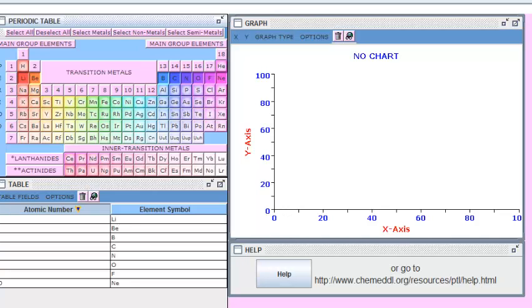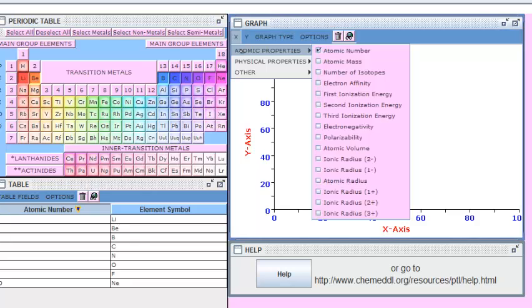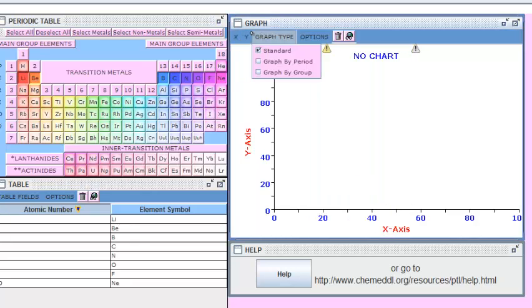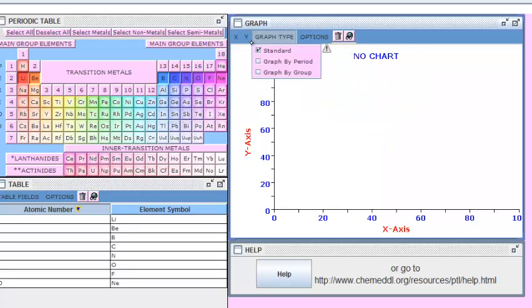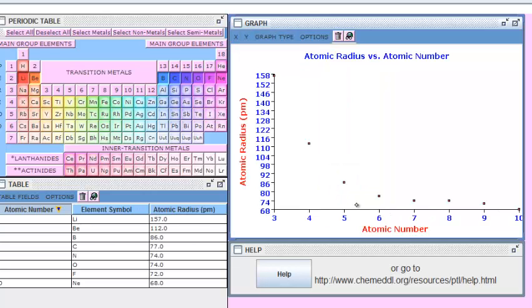Now remember, periods are things that go across, and groups are columns in the periodic table. Alright, so let's graph radius for period 2. So on the x-axis we've got atomic number. On the y-axis we have atomic radius. Now let's take a look at this graph. You'll notice what happens is the radius is going down very steadily.